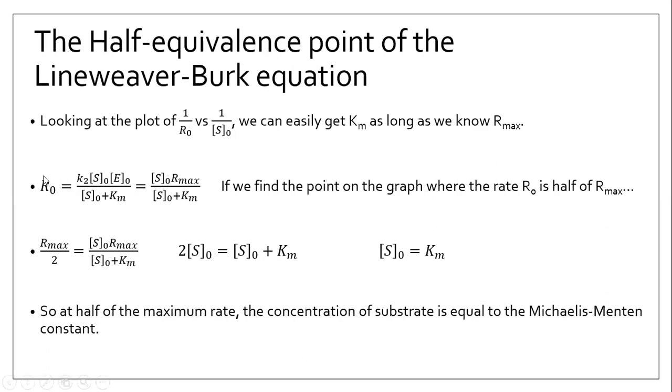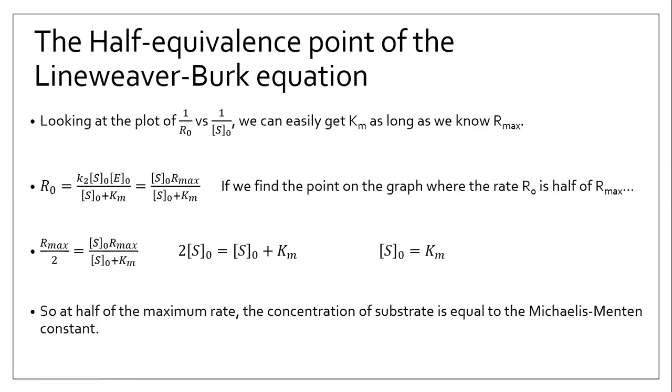So R0 becomes, remember, K2 S0 E0 over S0 plus Km. Plugging in K2 E0 as rate max, we find that if we look at the point of the graph where the rate R0 is half of the R max, then something interesting happens. So R0 is R max over 2. If I divide both sides by R max and multiply by 2, and then get S0 and Km to the other side, you have S0 plus Km equals 2 S0. We subtract S0, and so 2 S0 becomes 1 S0.